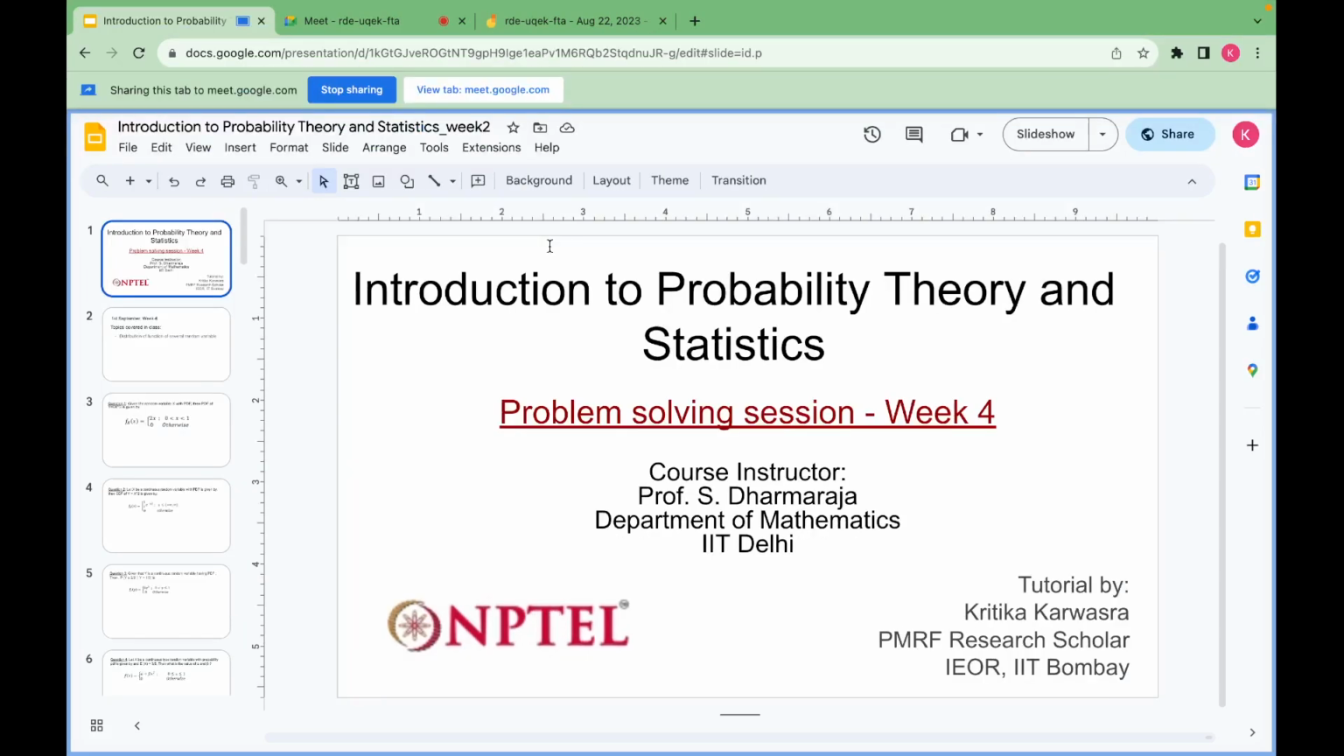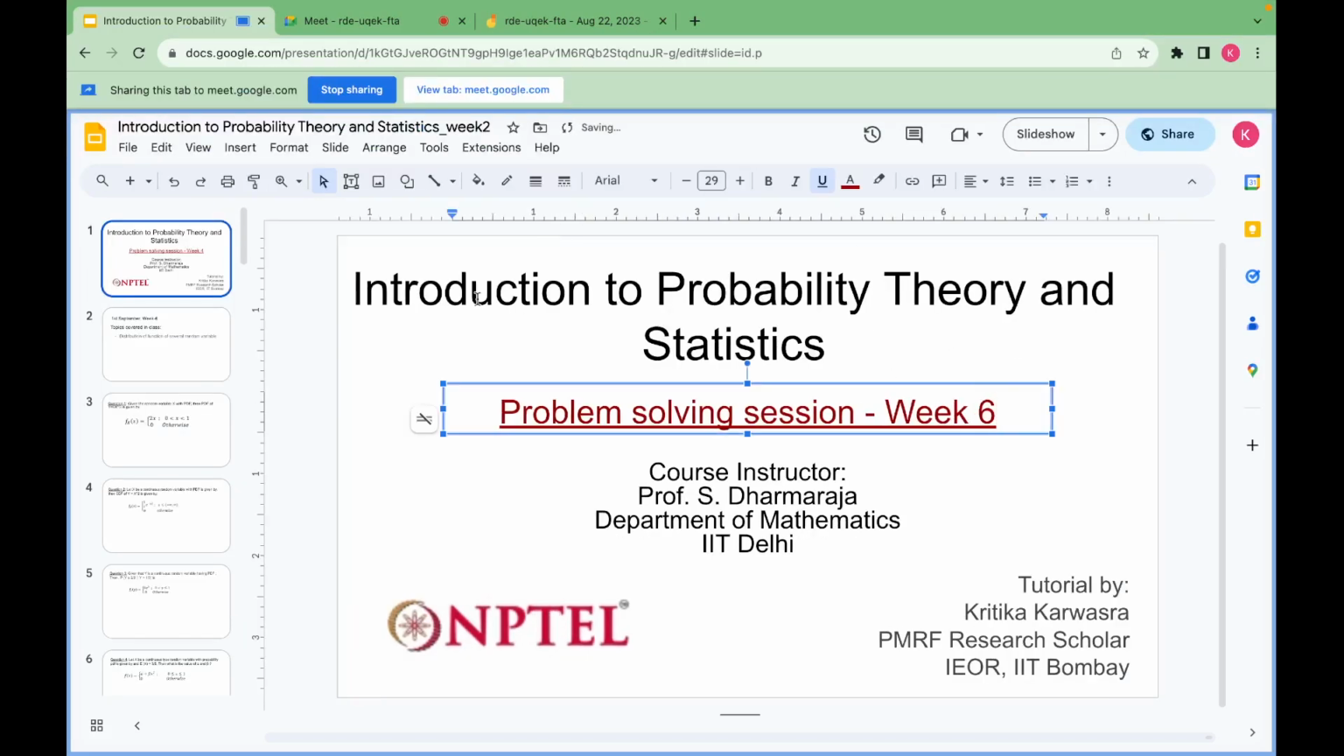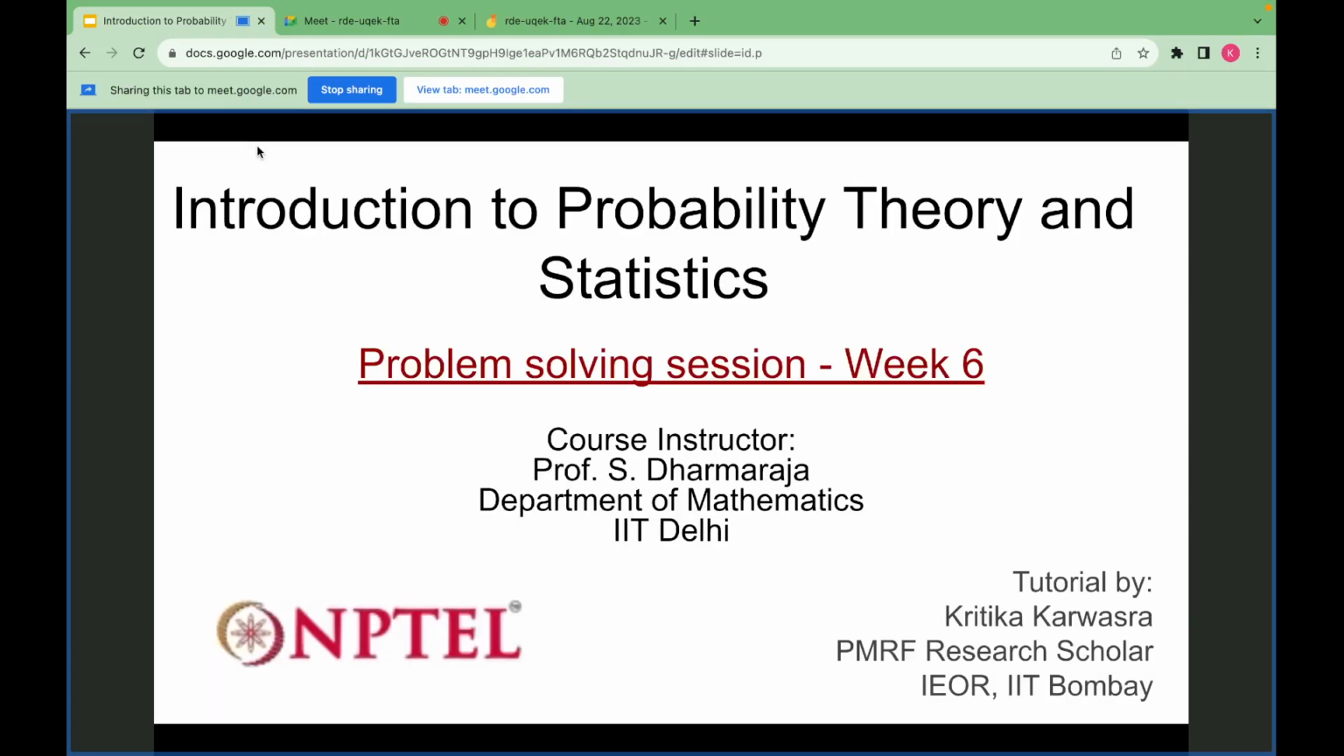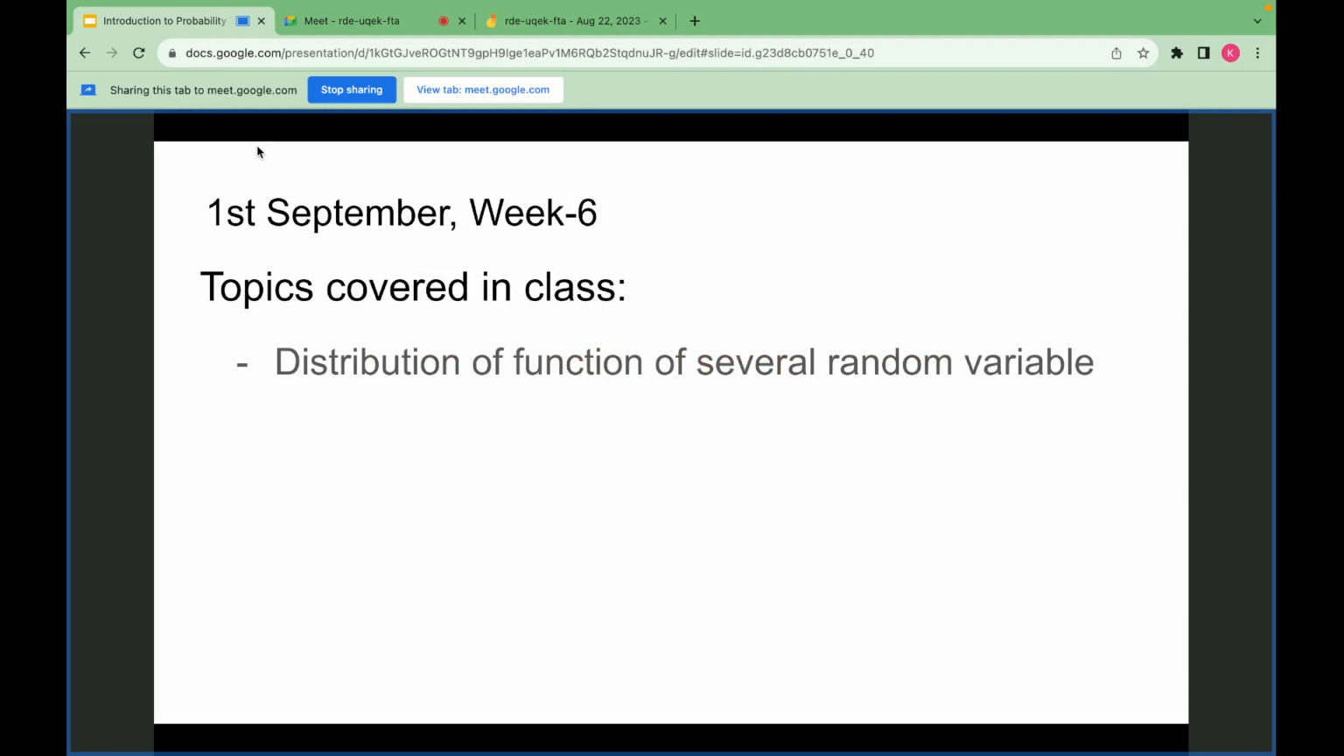This is the 6th week, and today we are going to discuss questions on distribution of functions of several random variables. Before that, I will go through a few fundamental theorems which will help us to solve the questions.